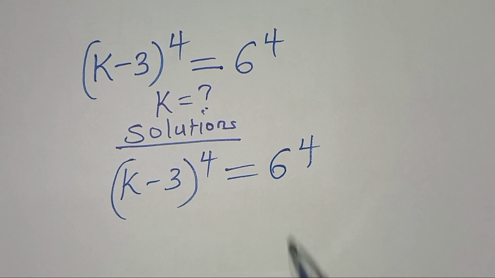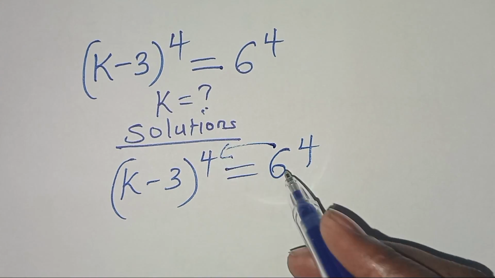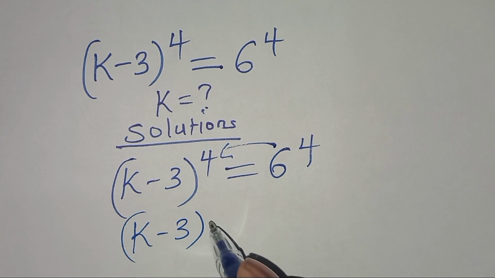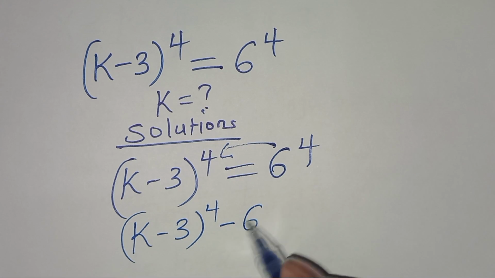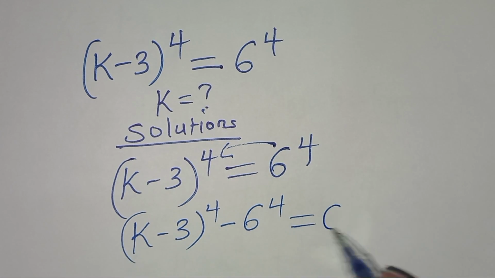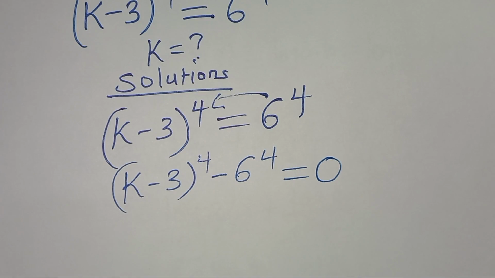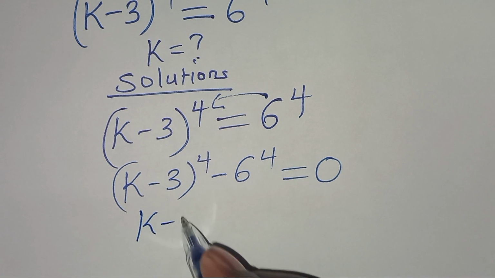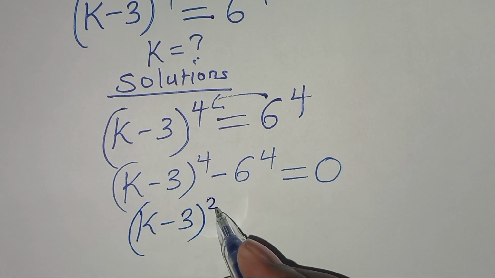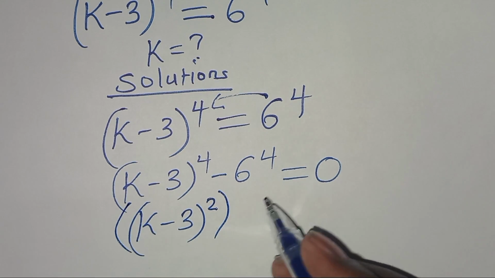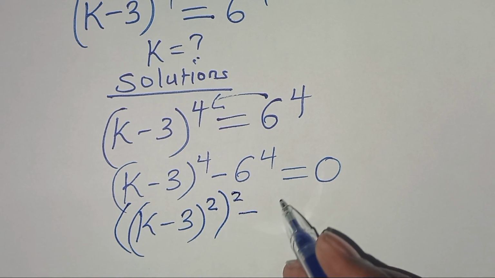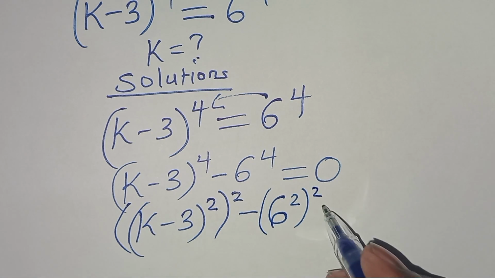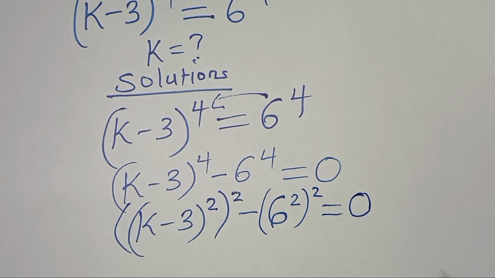Now the first step here, let's take 6 to power 4 to the left hand side so that we have k minus 3 raised to power 4 subtract 6 to power 4 equal to 0. We can express k minus 3 to power 4 as k subtract 3 raised to power 2, all this raised to power 2 again, subtract 6 to power 2 raised to power 2, equal to 0.